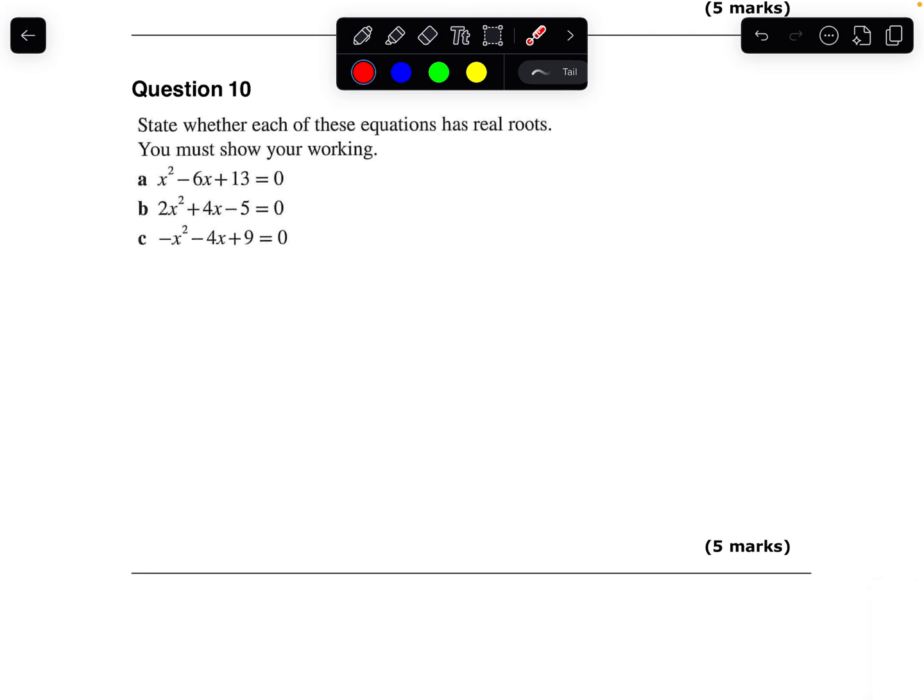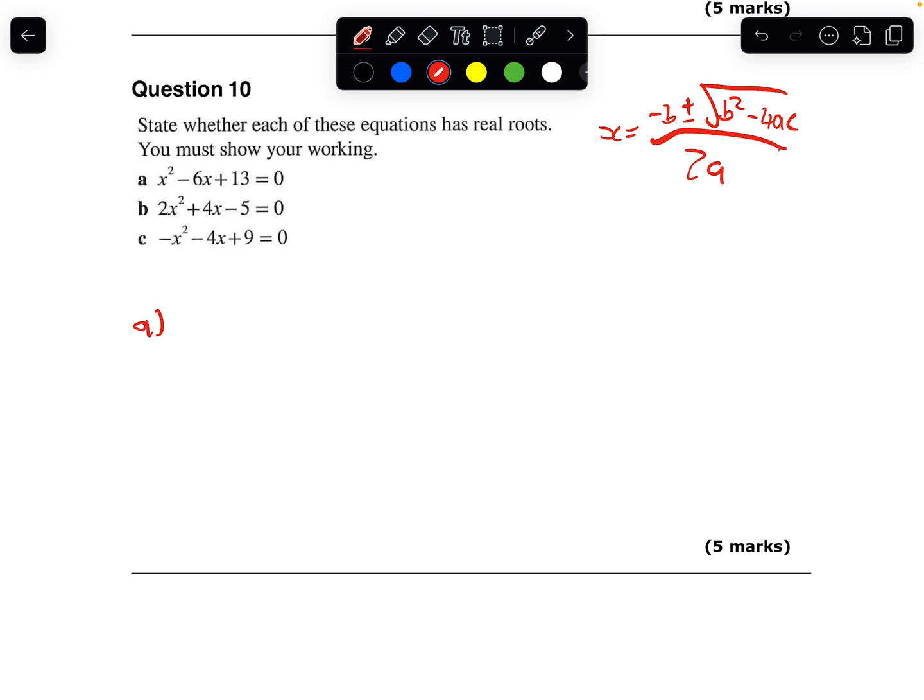Right, real roots. We can't just check for factorizing because the quadratic formula might work. So what we need to do is check that whole square root part. The only part of the quadratic formula that can mess up is the square root, yeah? Why? Well, we can't square root a negative. So if this part here is wrong, then we've got a problem. So we just need to check whether b squared minus 4ac is positive or negative. If it's positive, we have real roots, and if it's negative, we don't have real roots.